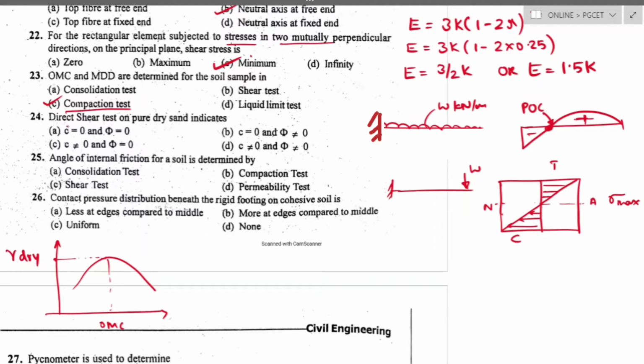Question number 24. Direct shear test on a pure dry sand indicates. In a pure dry sand, the cohesion will be 0 and the angle of internal friction will not be equal to 0. Option B is the right answer.